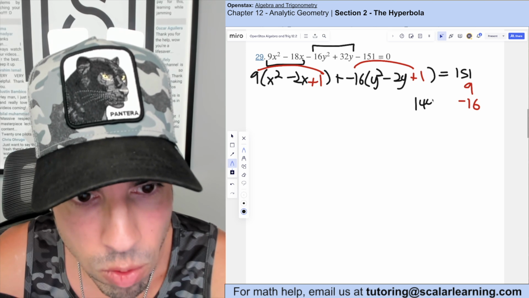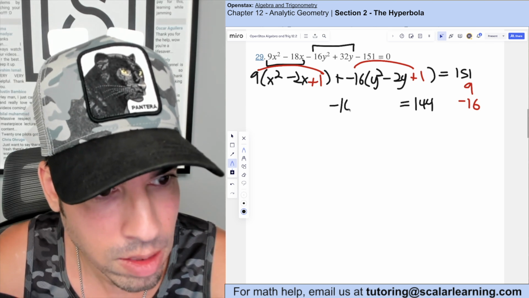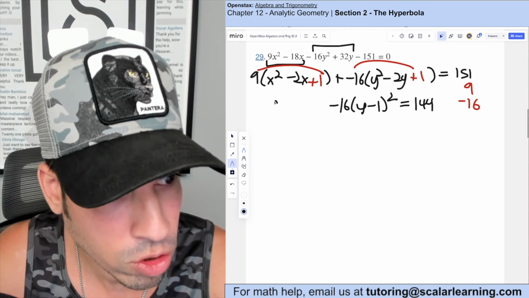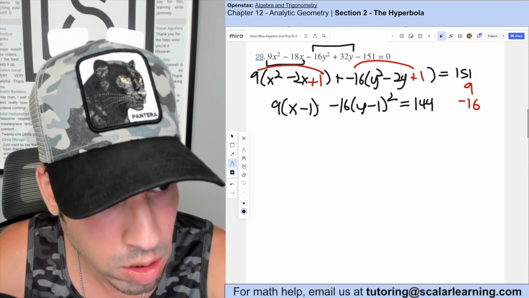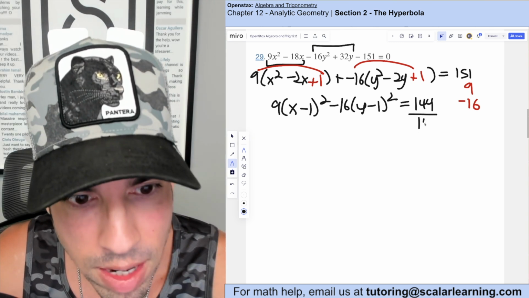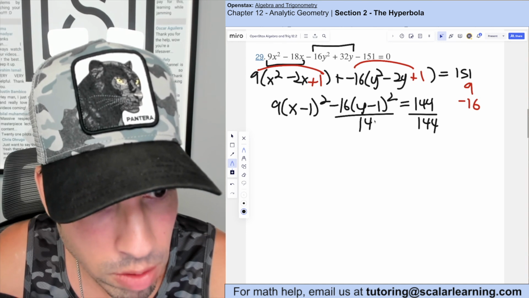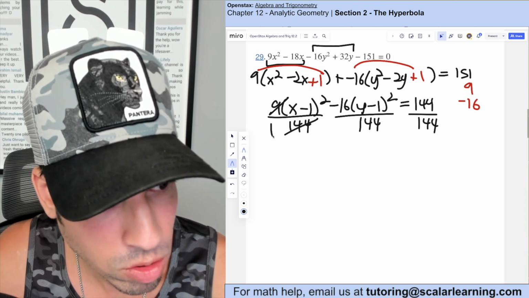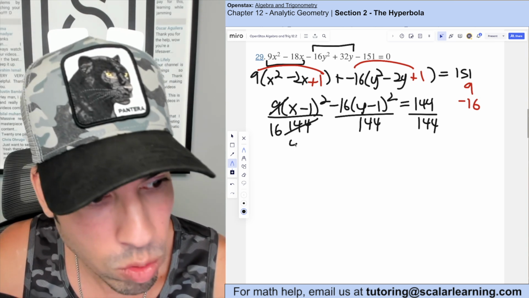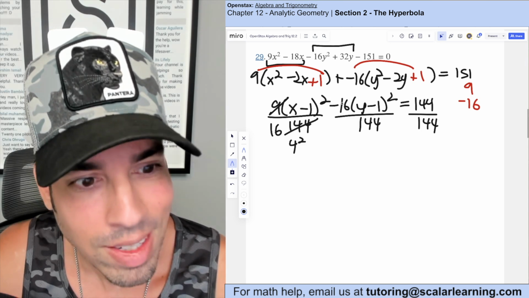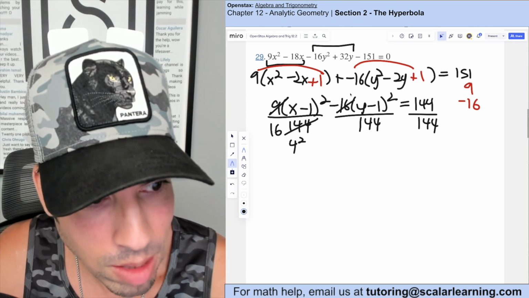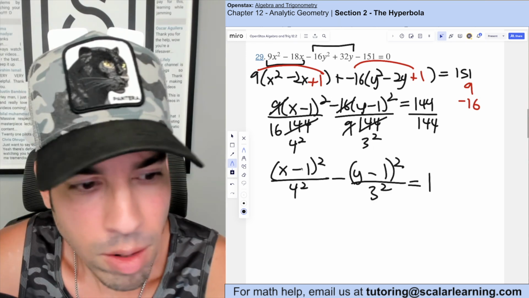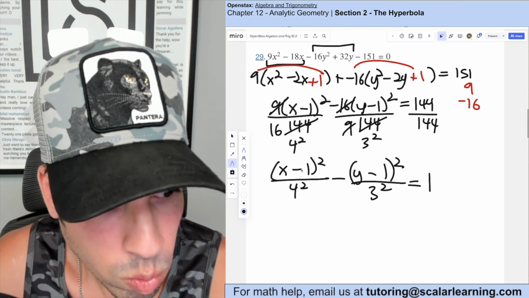So we got 144 is equal to, and then -16, that factors to y minus 1 squared. This one factors to the same thing, x minus 1 squared. Okay, great. Last step, divide everything by 144, and by 144. 9 goes into 144 16 times, so this is really 16. But again, we normally like to write it as 4 squared underneath. 16, again, goes into 144 9 times, so that reduces to 9 on the bottom, which we can rewrite as 3 squared. And now we see that we got a center at 1, 1, right?